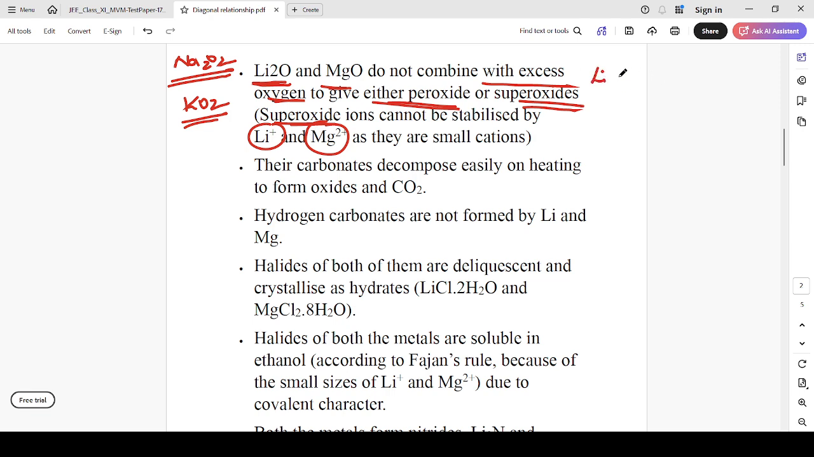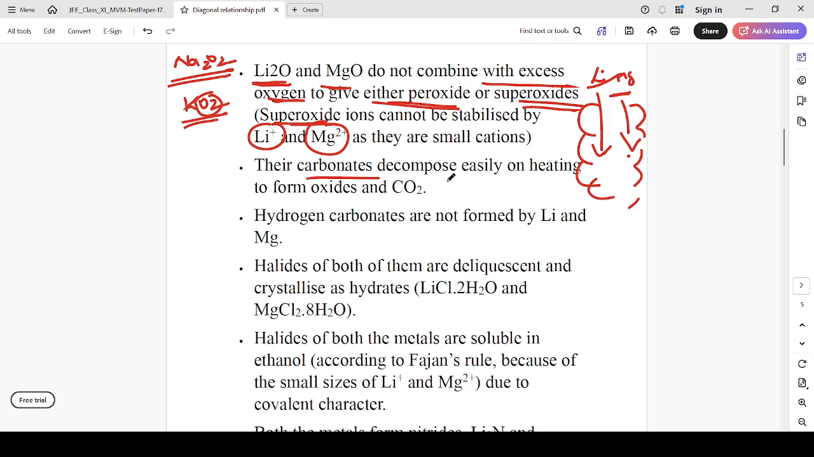Lithium and magnesium are in the second and third periods. As I go down the group, the size becomes larger. Only if they are larger will they be able to bond with oxygen. You can see for one potassium, there are two oxygens here. Lithium will not be able to accommodate it. Similarly, magnesium will not be able to accommodate it.